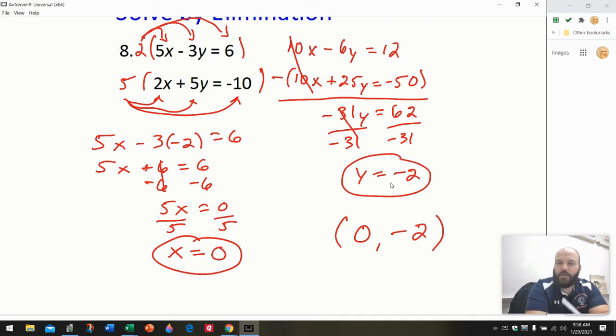Got my solution. So again, same as the last one, this system, if you were to graph it, it would cross in one place, and it would cross at the point 0, -2. So there you go, guys. There are all the different types of systems that you'll run into with elimination.